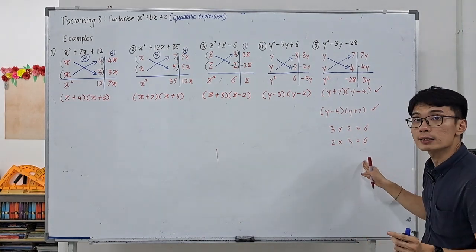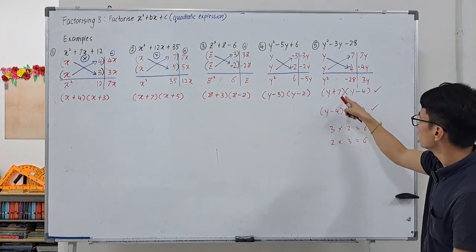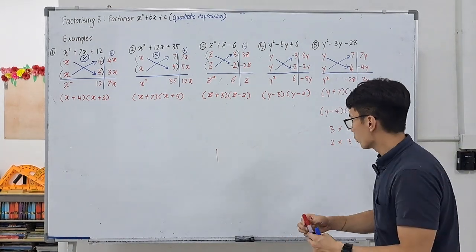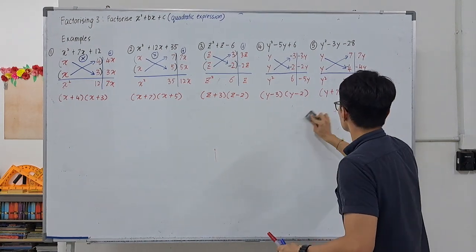They will still give you the same answer, which means since brackets mean multiplication, you can write your answer either this way or this way. Same thing. That's all. That's how we factorize a quadratic expression.